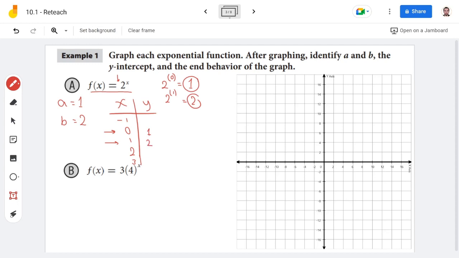So the answer here is 2. Now 2 to the power of 2 is equal to 4, so this one is 4. 2 to the power of 3 is equal to 8, so you write 8. Now let's go back here to the first one, 2 to the power of -1.